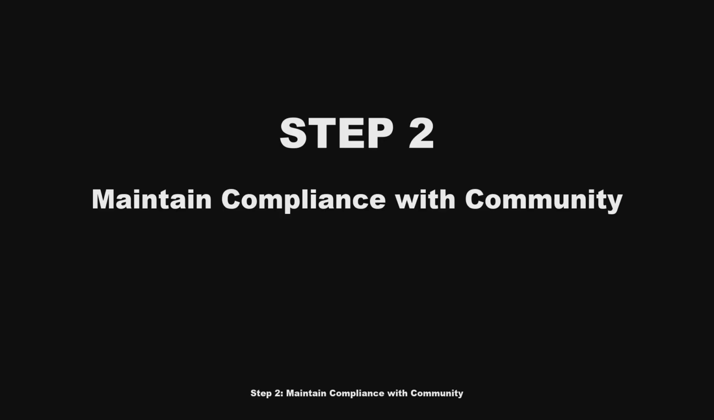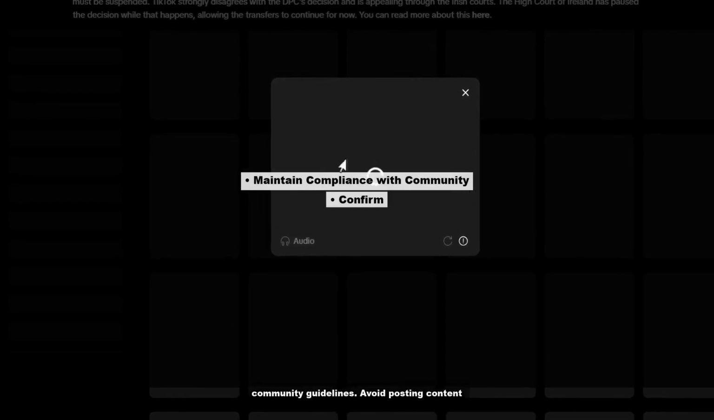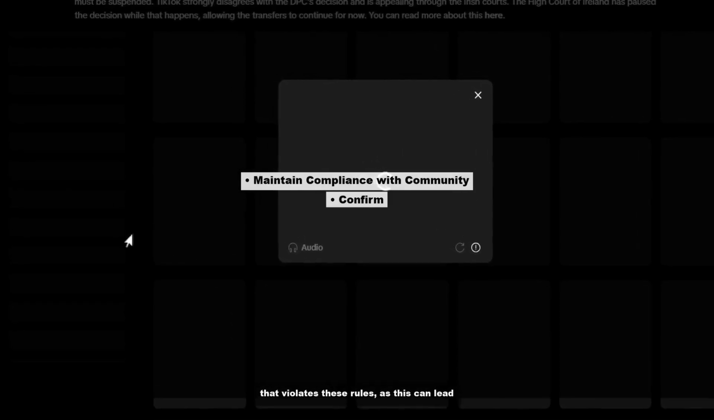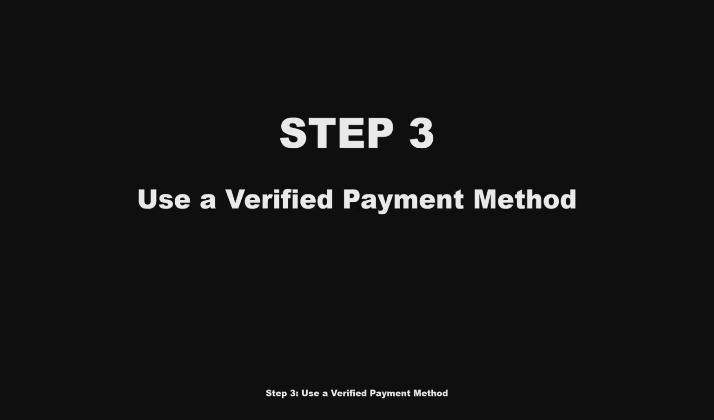Step 2. Maintain compliance with community guidelines. Regularly review and adhere to TikTok's community guidelines. Avoid posting content that could be flagged as inappropriate or that violates these rules, as this can lead to payment blocks. Step 3. Use a verified payment method.